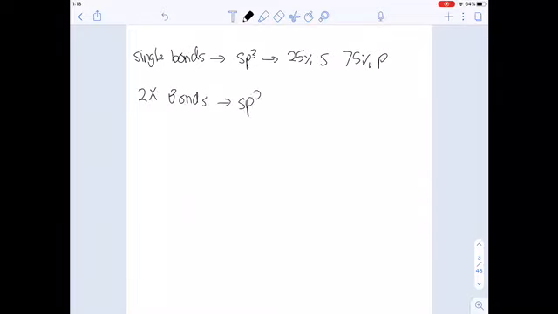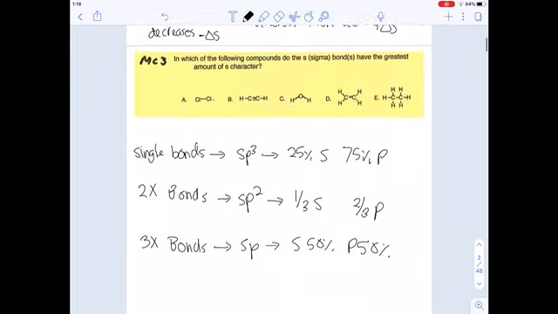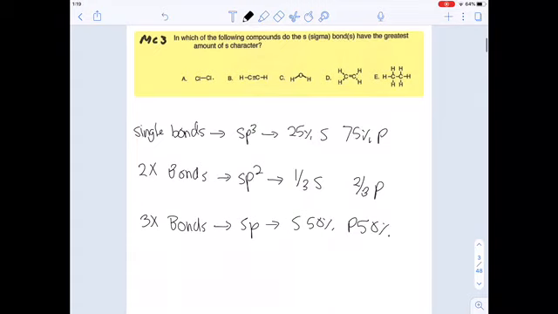Okay? So for double bonds, they are going to be sp2 hybridized, and that means 1/3 is going to be S character, and 2/3 are going to be P character. Finally, for triple bonds, they are going to have your highest S character because they're going to be sp hybridized, which means that S is going to be 50%, and P is also going to be 50%.